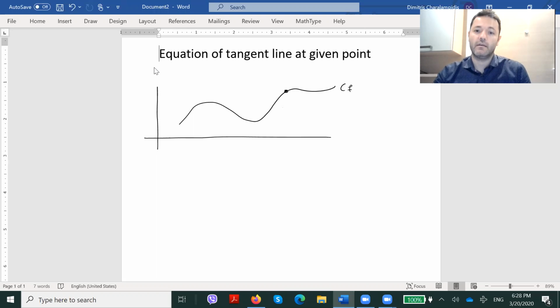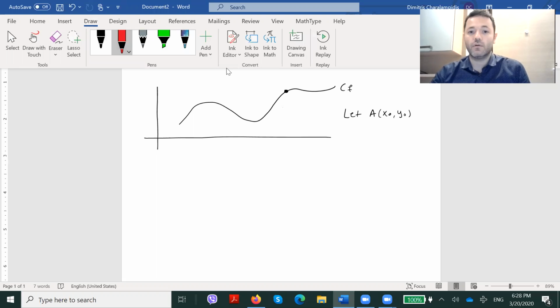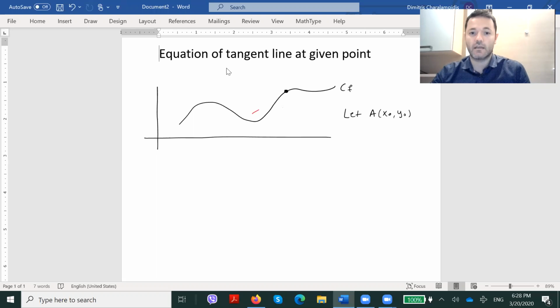Let A be a point with coordinates x0, y0 that lies on the graph of this function. At A, as we all know, we can draw the tangent to the graph of f. And let's assume that this red line over here is the tangent at x0. What we basically need is to find a way of calculating the equation of this line. This is x0 and y0.